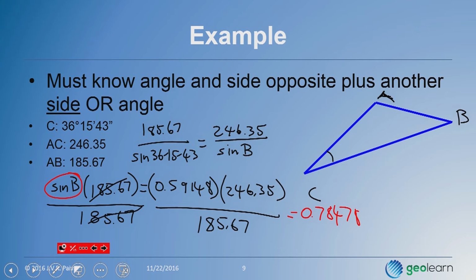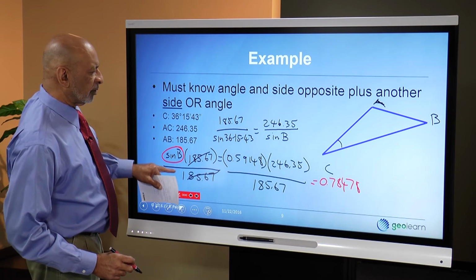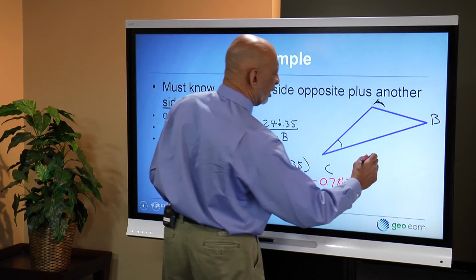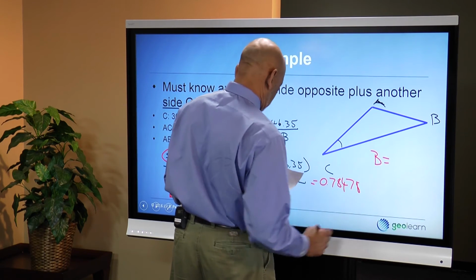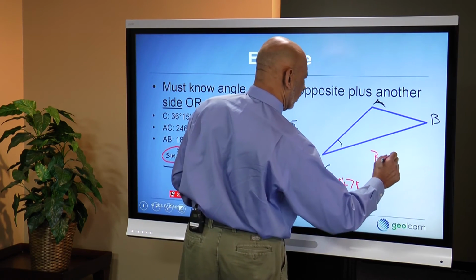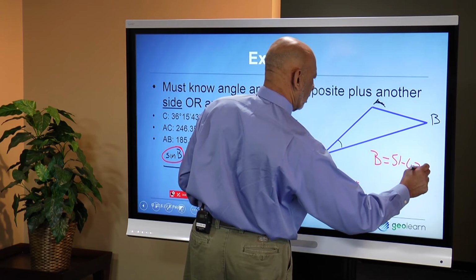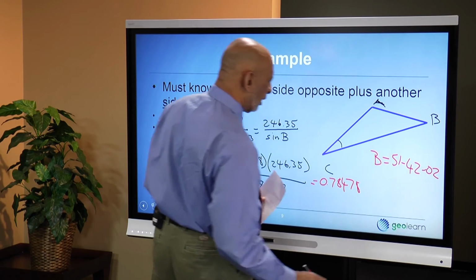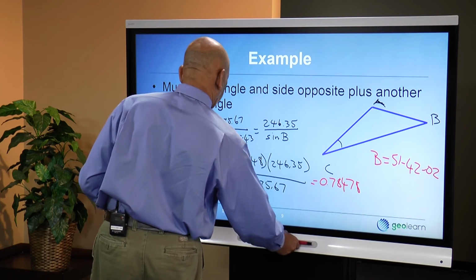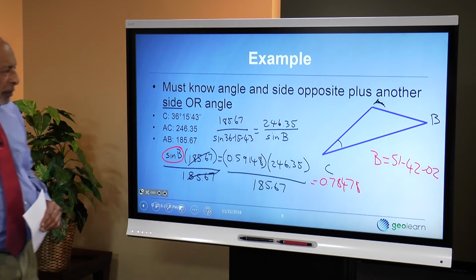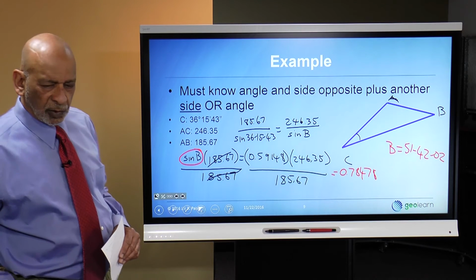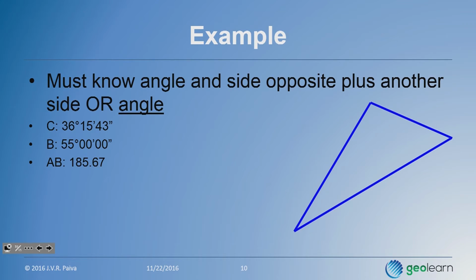And so now you take the inverse sine of B, the reverse function, and we get that B is equal to 51 degrees, 42 minutes, and 2 seconds. So that's how you use this function, and you'll be doing some exercises to try this out. Now that's one way to do it.